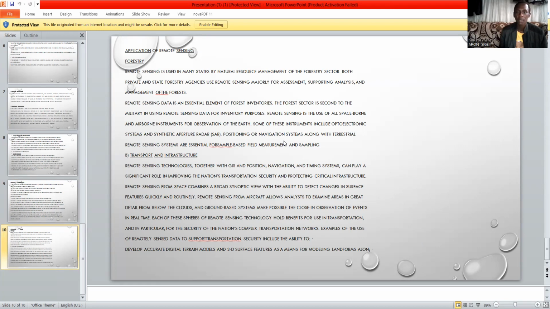Ground-based systems make possible the close-in observation of events in real time. Each of these spheres of remote sensing technology holds benefits for use in transportation, and in particular for security of the nation's complex transportation network. Examples of the use of remotely sensed data to support transportation security include the ability to develop accurate digital terrain models, 3D surveys of features, and means for modeling.